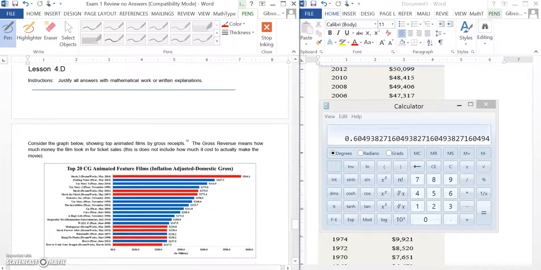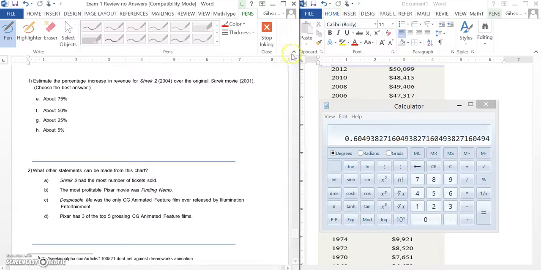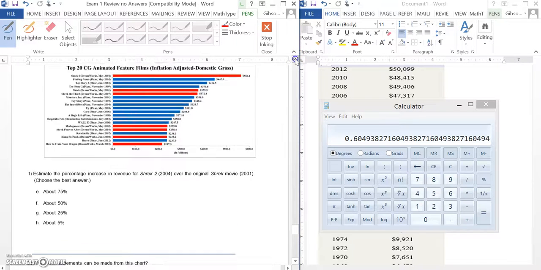Now we go to lesson 4D. Same instructions as before. It tells us to justify all answers with mathematical work or written explanations. It says consider the graph below showing top animated films by gross receipts. The gross revenue means how much money the film took in for ticket sales. This does not include how much it costs to actually make the movie. Okay, so we have these values here.